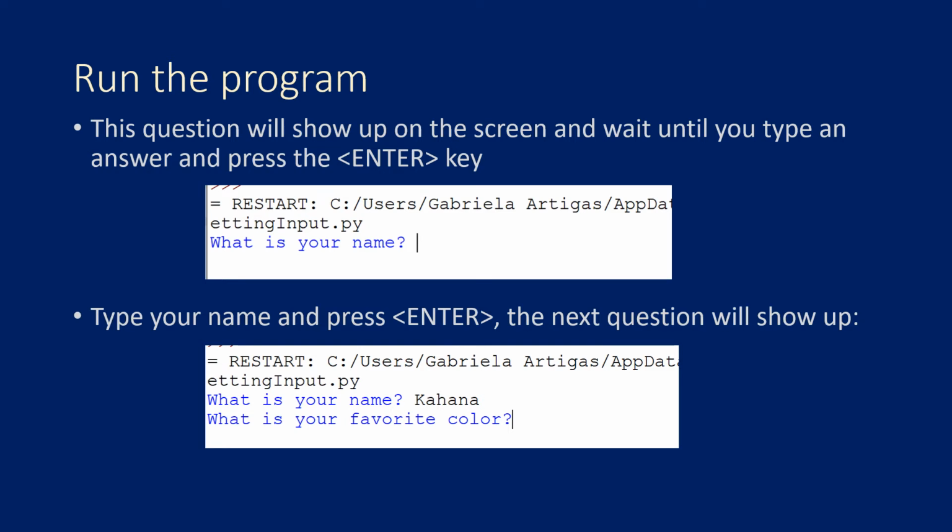So when you run the program, this is what's going to happen. The question for your name is going to pop up. You need to type in your name and press enter. Once you press enter, the next prompt is going to show up. What is your favorite color? And once you answer, then the next question is going to show up.